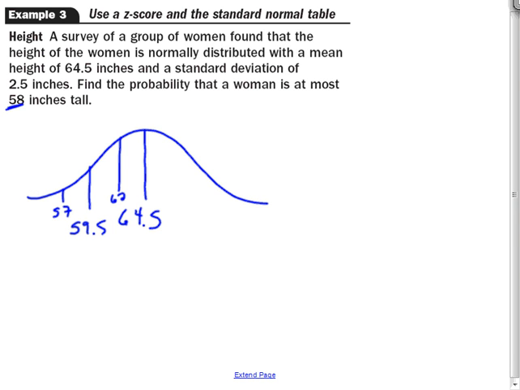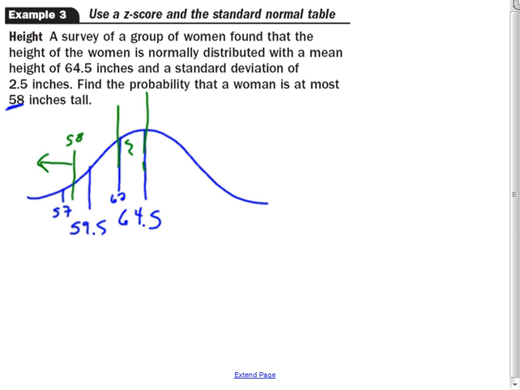I want to figure out what the probability is that a woman is at most 58 inches tall. So 58 inches falls, let's say, about here, and she's at most that tall. So she's 58 inches or less. I know that this is my 50% mark. Then between here is 34%. So now I'm left with 16% from here down.